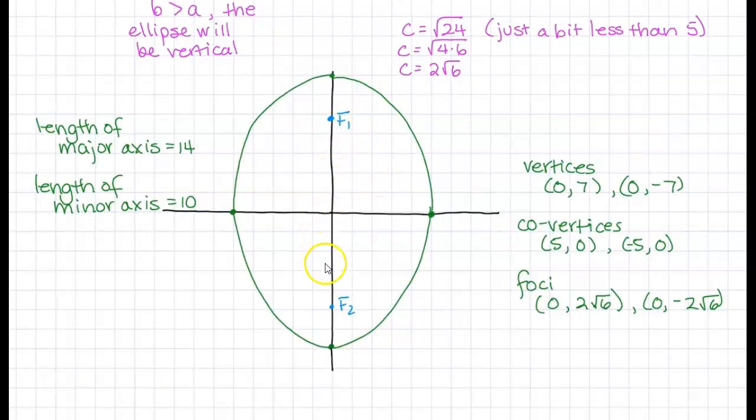c is a little less than 5, so I went a little less than 5 units up and down for the foci. We can see that the length of the major axis, that's the biggest distance across the ellipse, is 14. The length of the minor axis, which is the shortest distance across the ellipse, that's 10. We can see the coordinates for the vertices, the coordinates for the co-vertices, and for the foci. And so there you go. So that's problem number 1. Number 2.